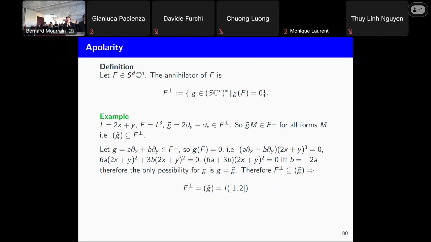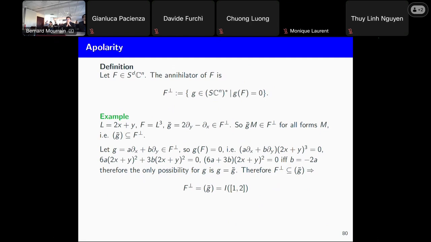Okay. So in the previous example, the G tilde I wrote belongs to F perp. Not only that, but you can multiply your G tilde by whatever you want, and it still kills your F, because G tilde kills F. So also the ideal generated by G tilde is contained in F perp.